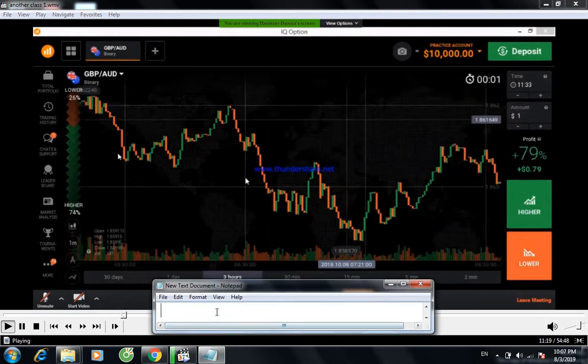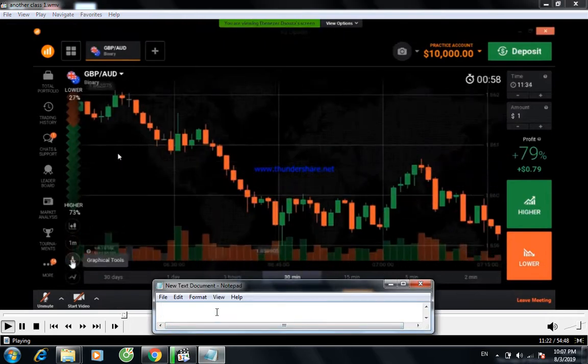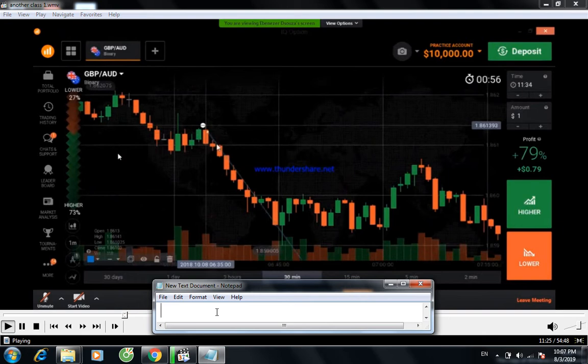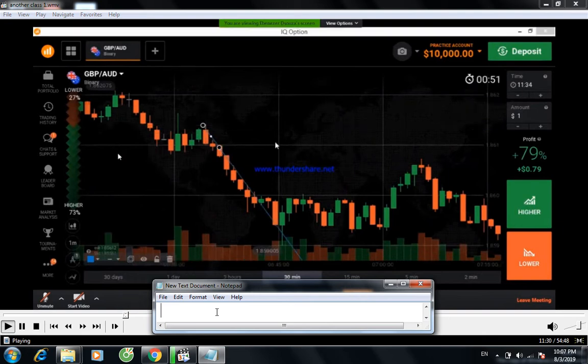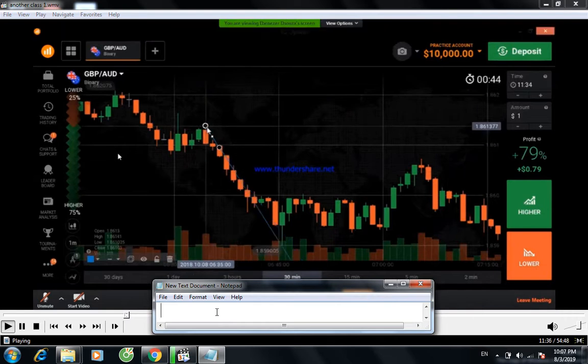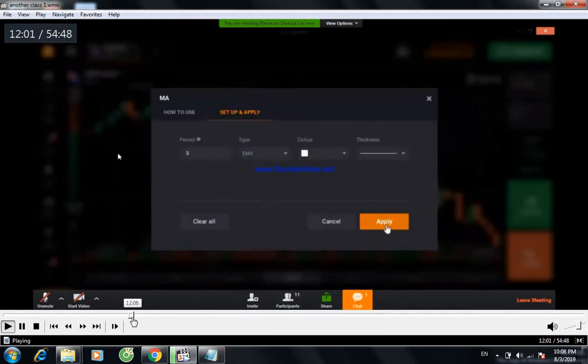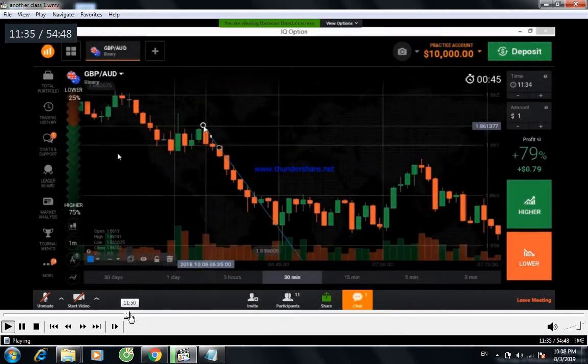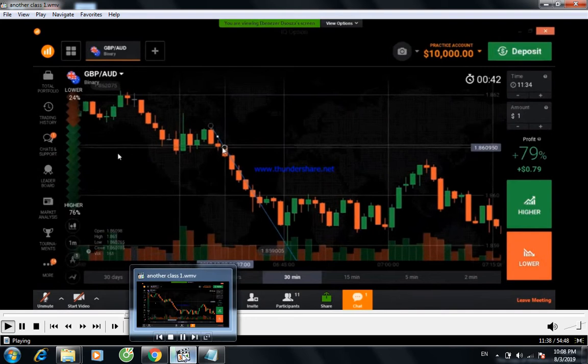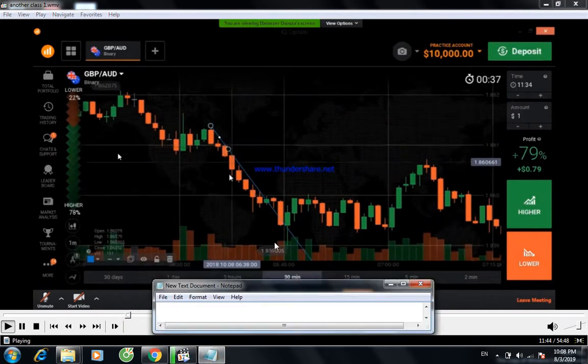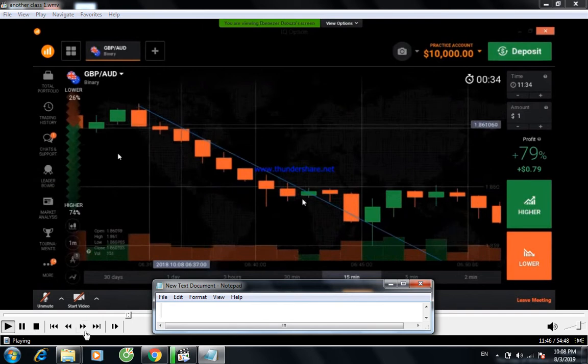Okay, good. So you can analyze the trend with trend lines. Just wait. Okay, you can analyze the trend with these trend lines. It will help you to trade and see the market is moving based on this trend line.